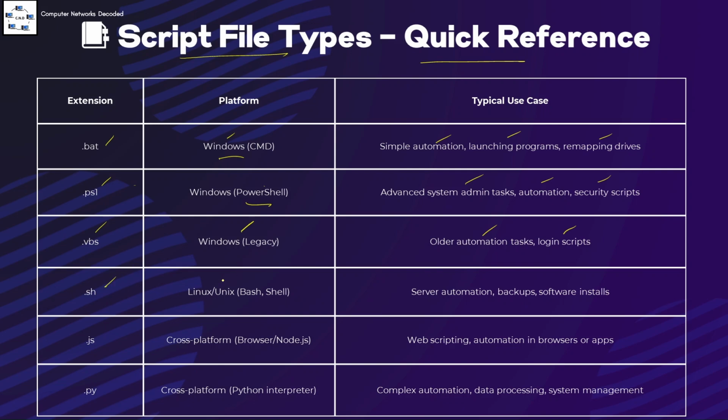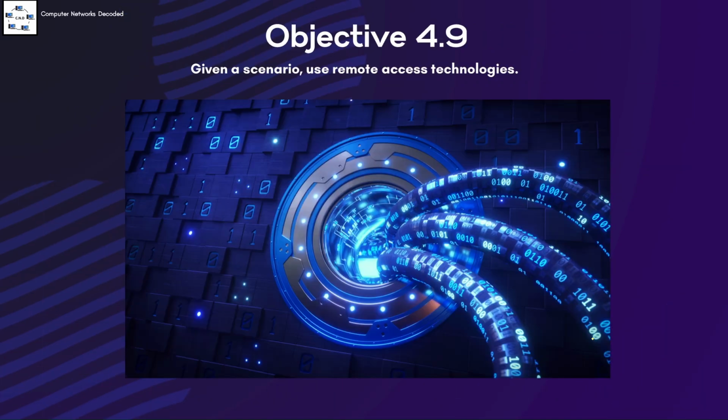.sh is used inside Linux and Unix, and these are Bash and shell scripts, used for server automation, backups, and software installations. .js is JavaScript, and it is used cross-platform, for example in the browser and Node.js, and is typically used for web scripting and automation in browsers or different applications. And .py are Python scripts, which are also used cross-platform through the Python interpreter, and are used for complex automation, data processing, and system management.